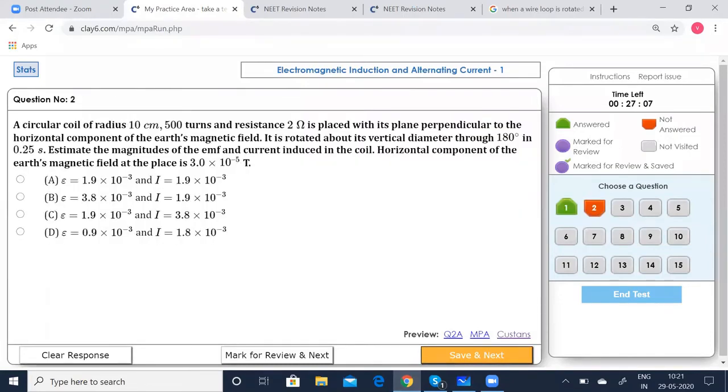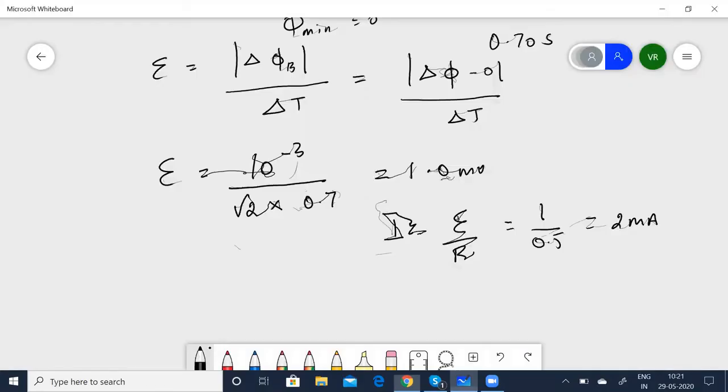A circular coil of radius 10 centimeters, 500 turns and resistance 2 ohms is placed with its plane perpendicular to the horizontal component of the Earth's magnetic field. It is rotated about its vertical diameter through 180 degrees in 0.25 seconds. Estimate the magnitudes of the EMF and current induced in the coil. Horizontal component of the Earth's magnetic field at the place is given as 3 into 10 to the power of minus 5 Tesla. All right, let us solve this.